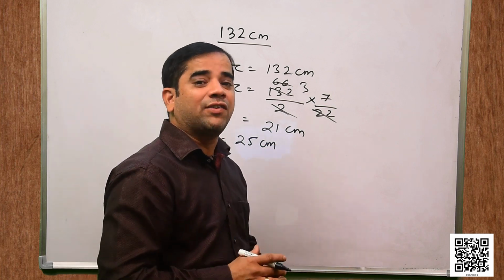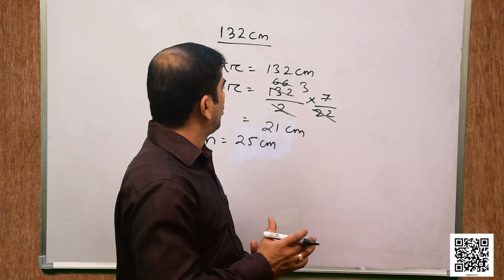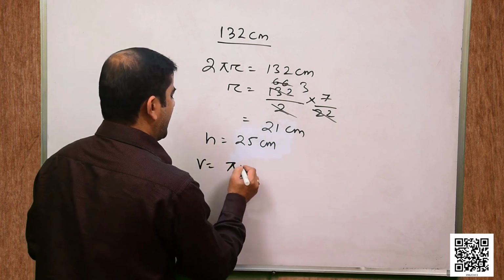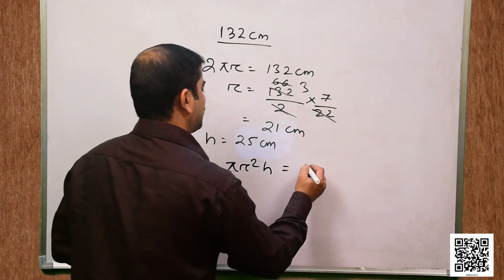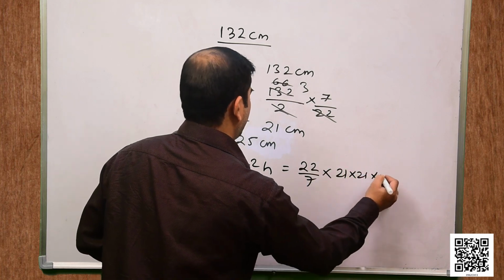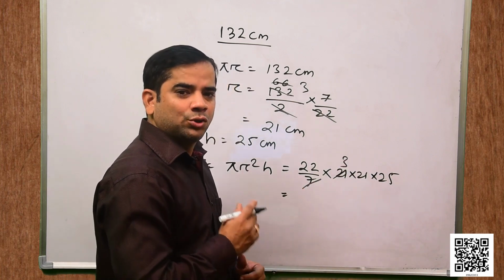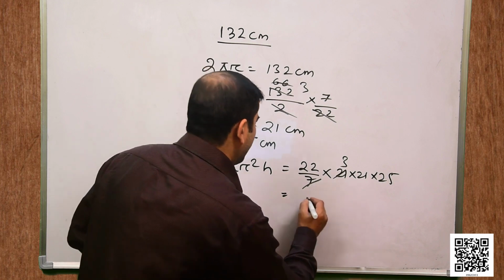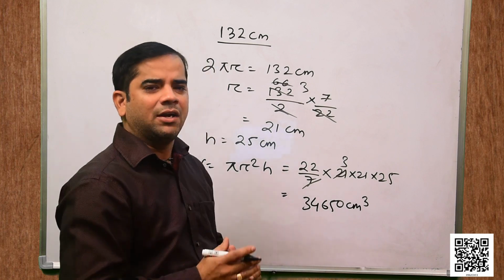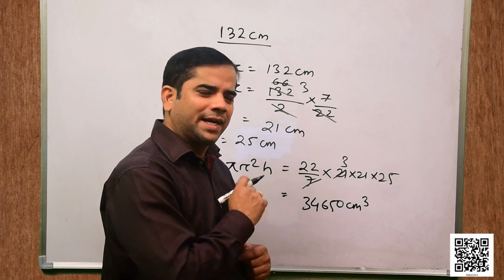The question demands the volume of the water that can be kept inside the vessel. So, that is equal to the volume of the vessel itself. So, volume is equal to pi r square h, that is equal to 22 by 7 into 21 into 21 into 25. Okay. So, this gives us the value 34650 centimeter cube, and we know that 1000 centimeter cube is equal to 1 liter.